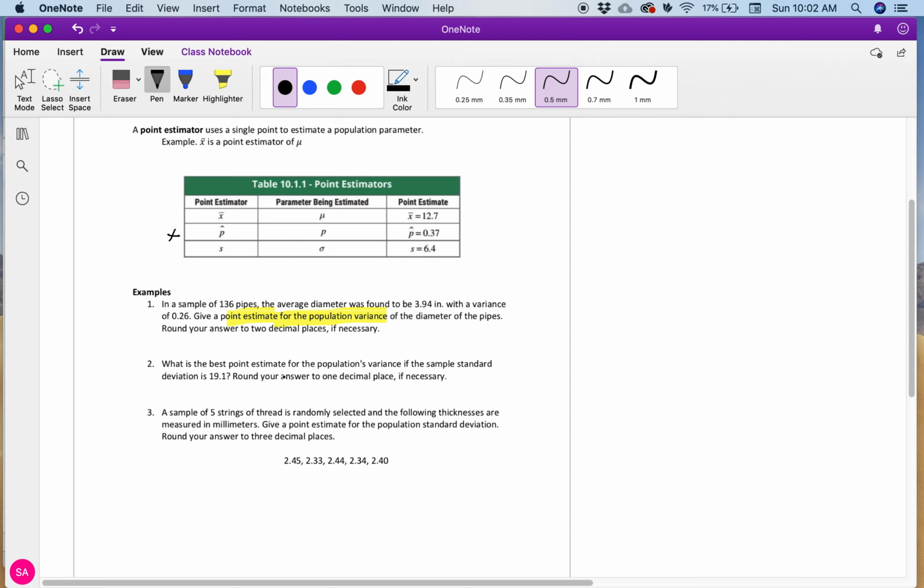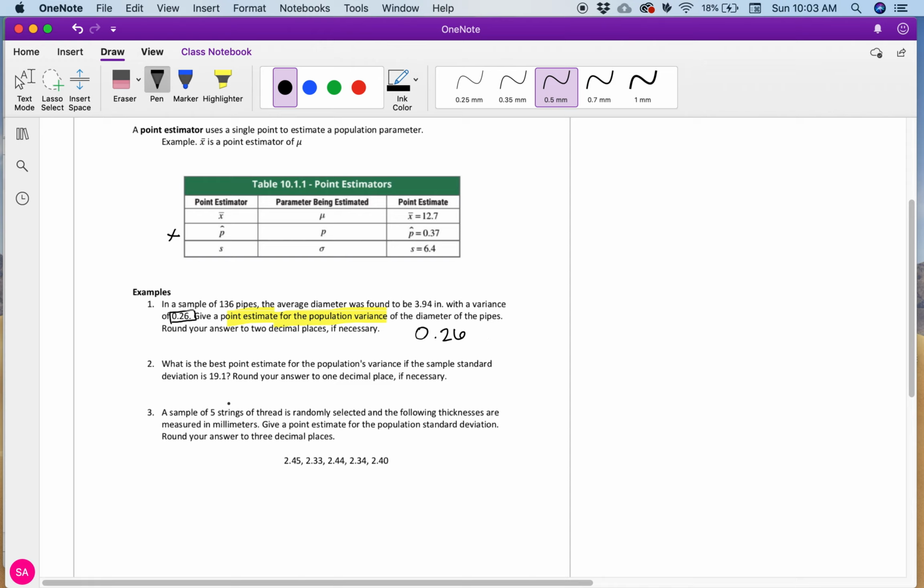And really, you can just pull this information straight out of the problem. They took a sample, and in that sample, the average diameter, that's the average, was 3.94, but they had a variance of 0.26. So that's actually your answer, 0.26. That's the sample variance, and we use that to estimate the population variance.